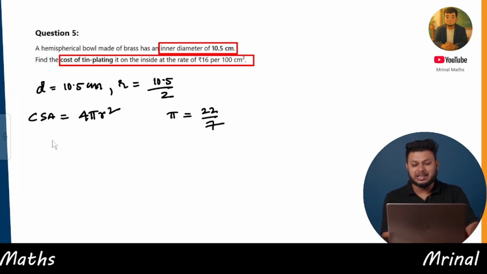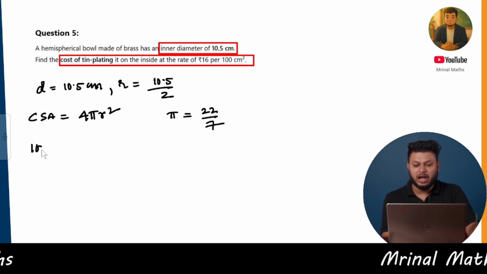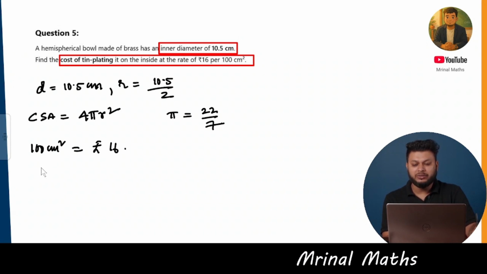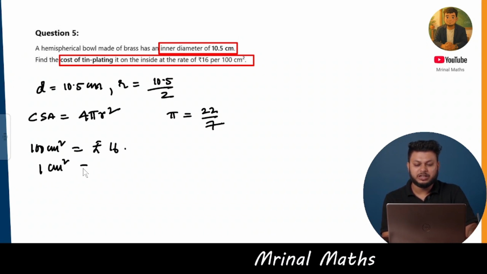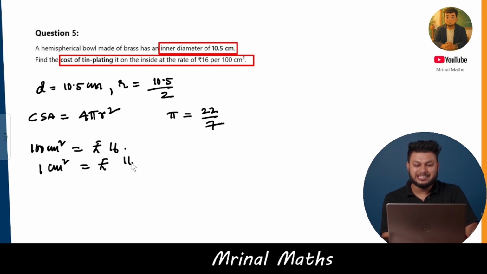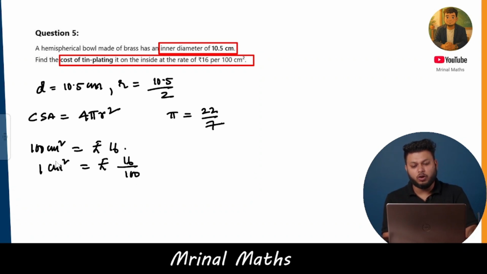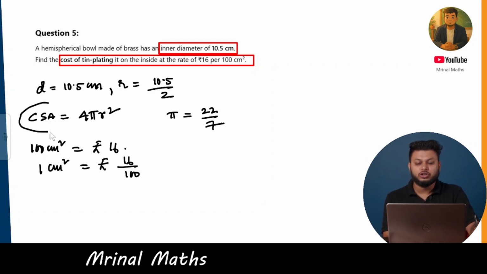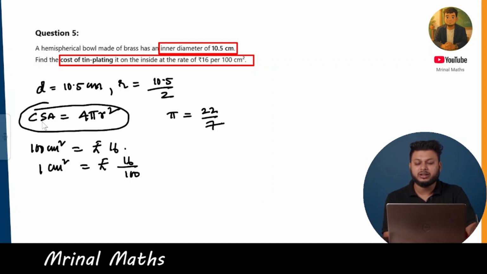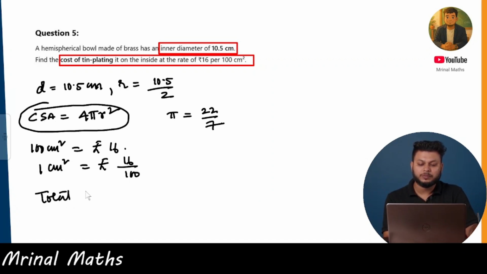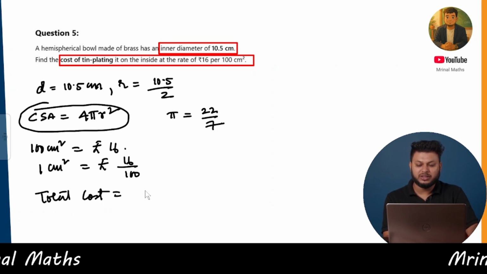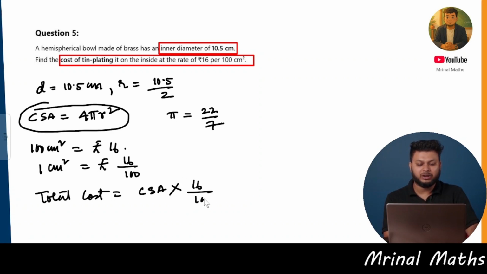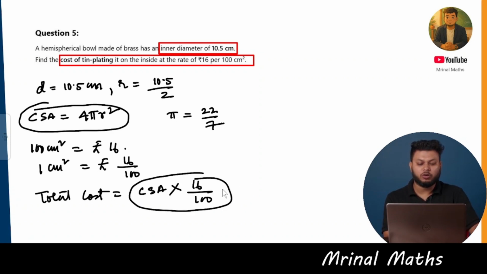Now they have given us the data: 100 centimeter square cost rupees 16. Now I find by unitary method, 1 centimeter square costs rupees 16 by 100. So if the cost of 1 centimeter square is 16 by 100, what is the total cost of the entire hemisphere? That is nothing but the curved surface area. The total cost is going to be curved surface area, which is 4 pi r square, into 16 by 100. That is going to be the total cost.